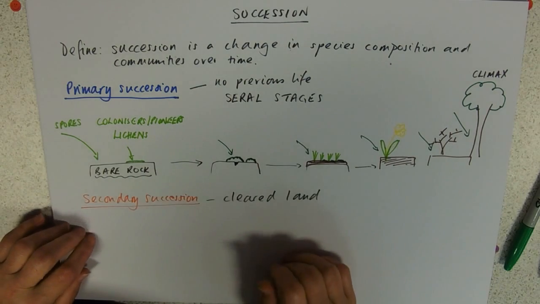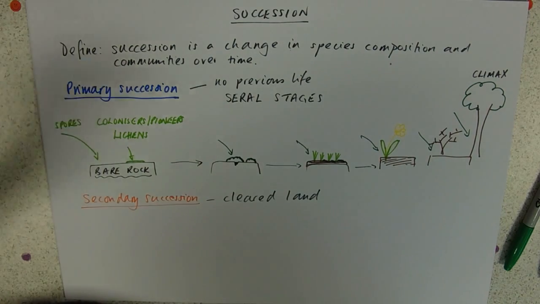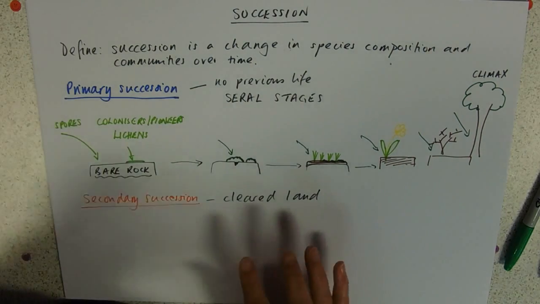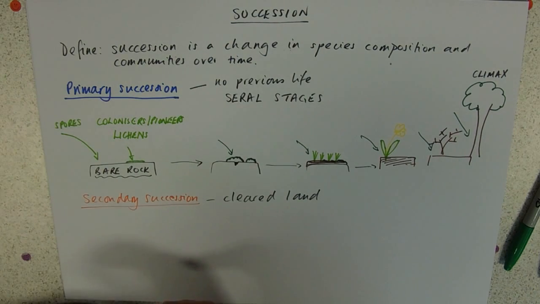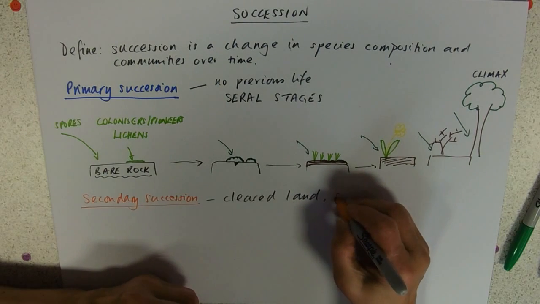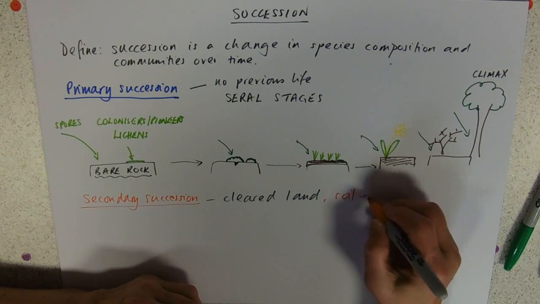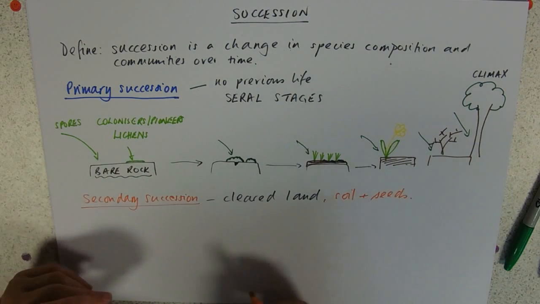So cleared land, you might be after a forest fire. There's quite a lot, again, from American sites about forest fires. Cleared land, the key thing about that is it's had life on it before, and so it already has soil. It has soil and it has seeds. So this is a much faster process.